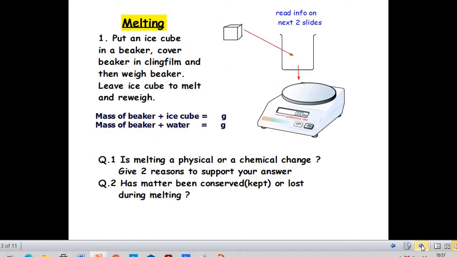So we're going to look at melting. Put an ice cube in a beaker, cover the beaker in cling film and then weigh the beaker. Leave the ice cube to melt and re-weigh. So you've got some blanks there. There's some information on the next 2 slides that will help you answer those questions.